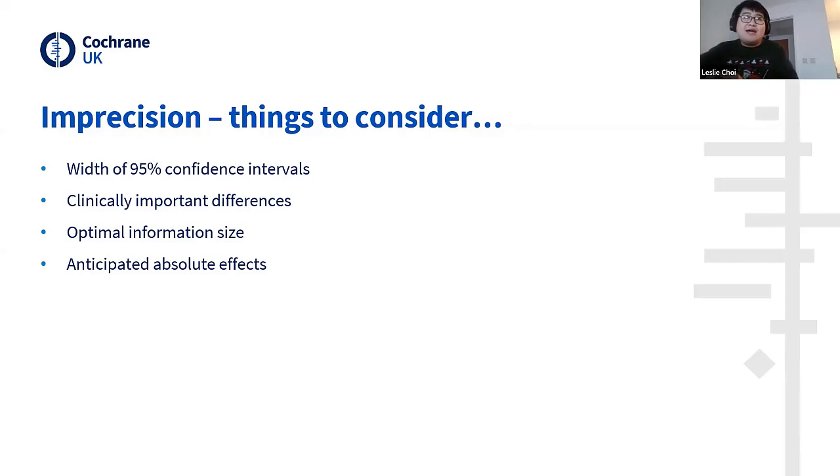Finally, it's also important not only to focus on the relative effect, but also the anticipated absolute effects. As we all know, in the summary of findings table, you're expected to put in the baseline risk, which is normally derived from the control risk of the trials you've included, and then the anticipated absolute effects based on your pooled relative risk result.